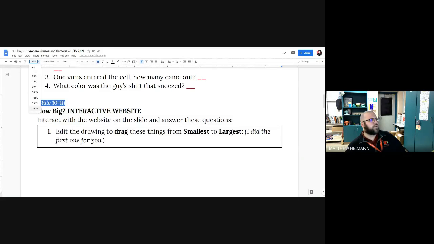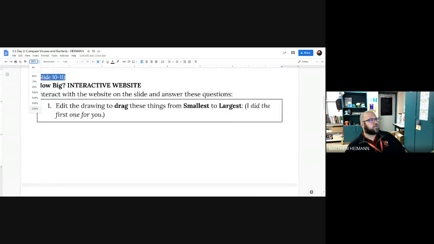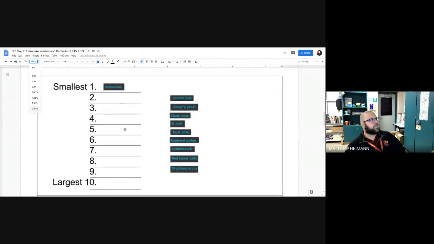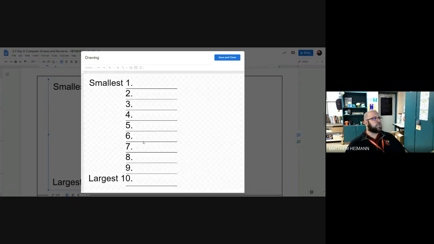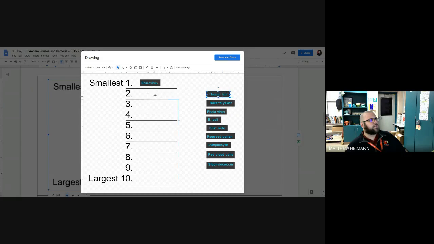Edit the drawing and drag these from smallest to largest. Do the first one for you. All right, so which of these is the smallest? Rhinovirus, human hair, Baker's yeast. So you're gonna put them in order. Do that, you double click to edit, and then you literally just drag these to where you think they belong. So looking at the website, but you got to figure that out. Which is the smallest, which is the biggest, and they're obviously not in order.